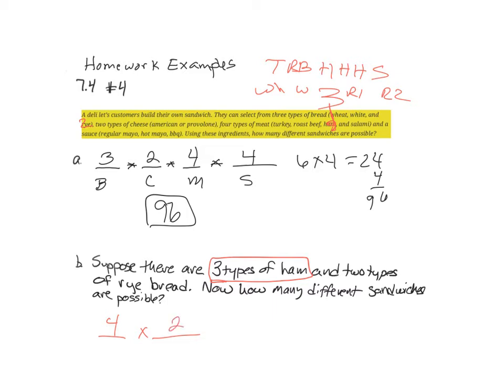There's still just 2 types of cheese. Now when we have the meat, turkey, roast beef, ham, and salami, 1, 2, 3, 4, 5, 6. There's now 6 types of meat, and there's still 4 different kinds of sauces. So when they throw these little extra wrinkles in here, maybe make a list and think about what this means, and then line up your numbers and multiply them together.